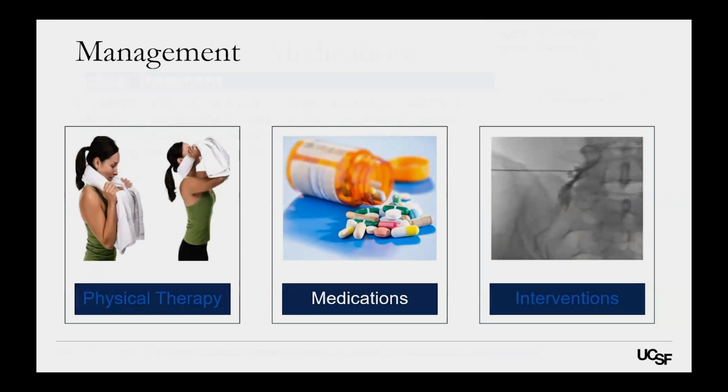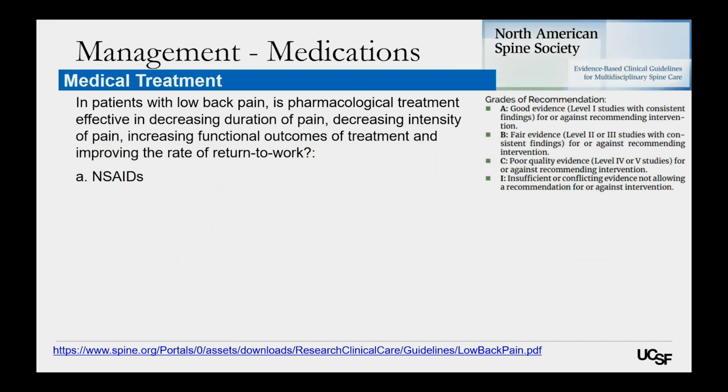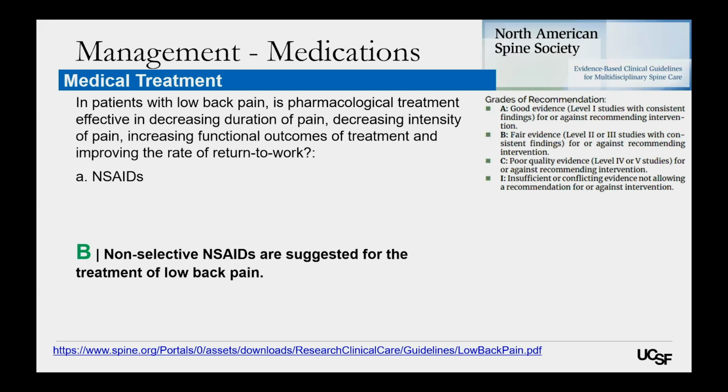So moving on to medications. What can we use for medications to help with pain? So non-selective anti-inflammatory medications such as ibuprofen or Aleve are suggested for the treatment of low back pain. So NSAIDs are effective for short-term relief of chronic back pain without radiculopathy or radicular pain.